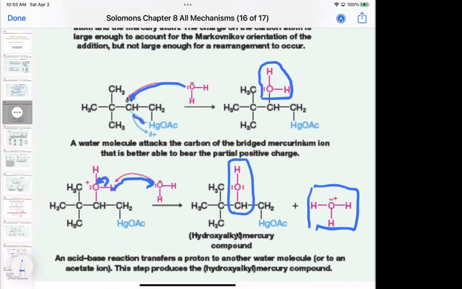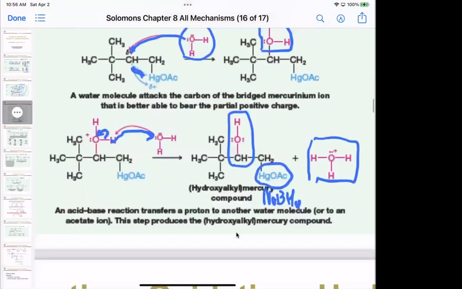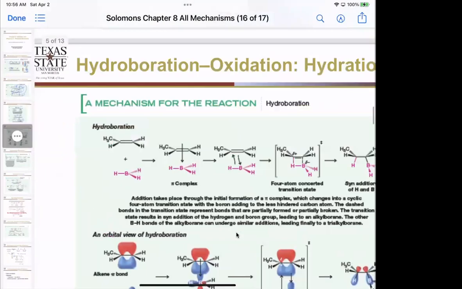Notice there's a partial bond between the mercury and that partial positive carbon, so it does not rearrange, but it makes it activated for the water to come in and act as a nucleophile. Now, the next step, of course, is to take this and reduce it off with the sodium borohydride. And we'll get into the hydride mechanism in a little bit, in a different chapter. All right, so now let's look at the hydroboration.